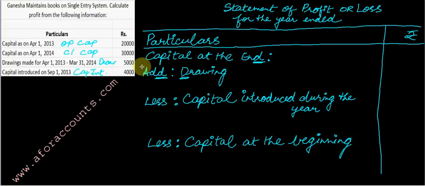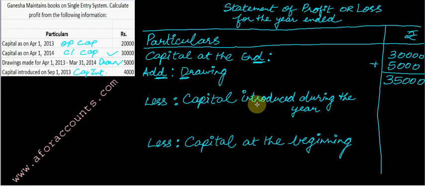So capital at the end is the closing capital, which is mentioned here, 30,000. Capital at the end, 30,000. Add less. So I am adding up drawing. I have drawing here 5,000. I add 5,000 here. I get 35,000. Okay, less capital introduced during the year.